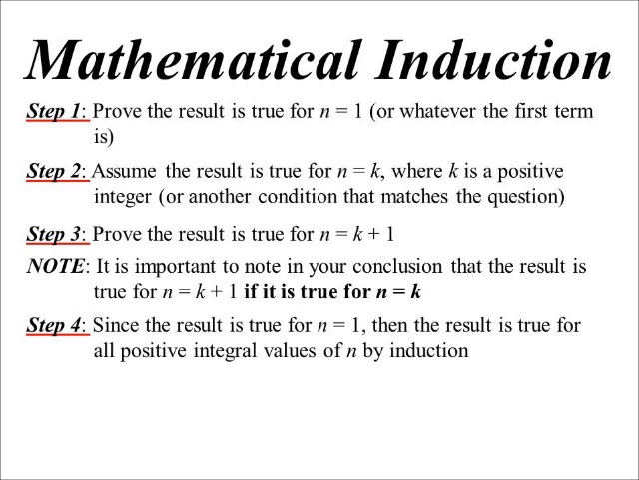And then finally, we tie it all together and say, all right, now I went and showed it was true for n equals 1, and then I can induce the rest. So the rest is true by induction. We can induce through all the possibilities.